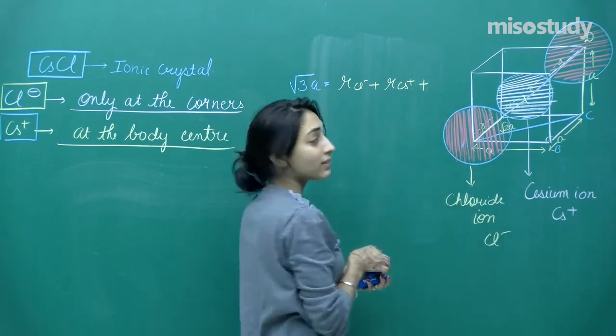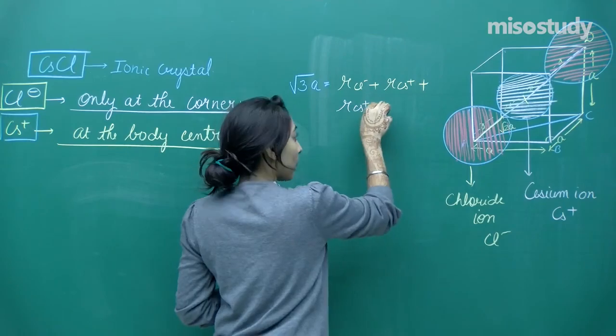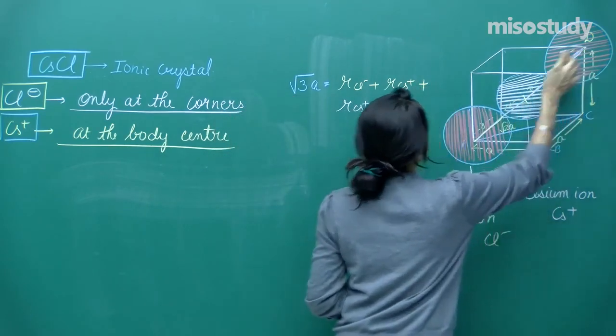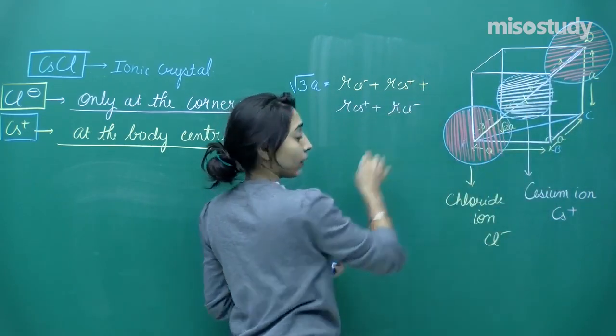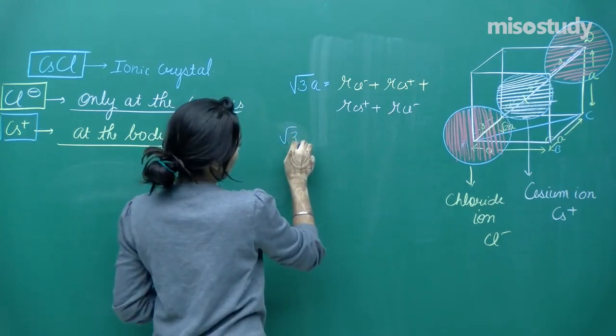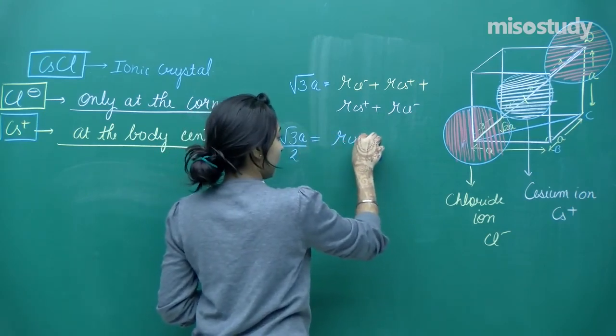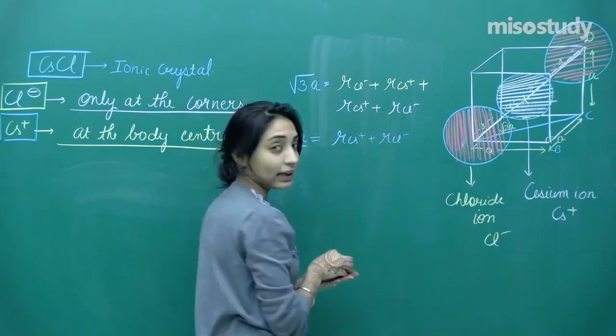Once again, plus r of cesium, and plus once again r of Cl minus. Am I right? So what did we finally get? We will finally be getting root 3a by 2 is equal to the radius of cesium plus plus Cl minus.